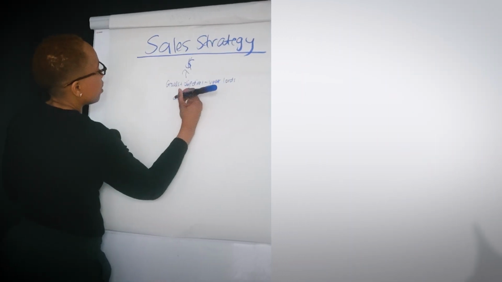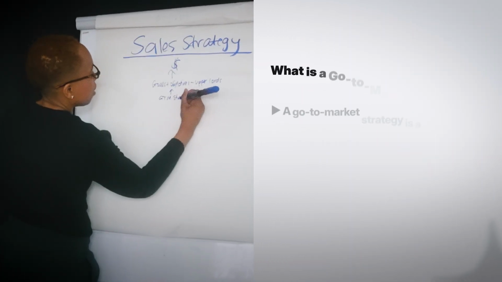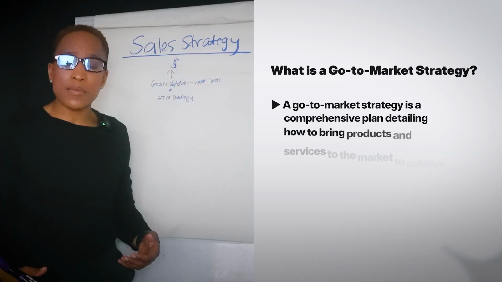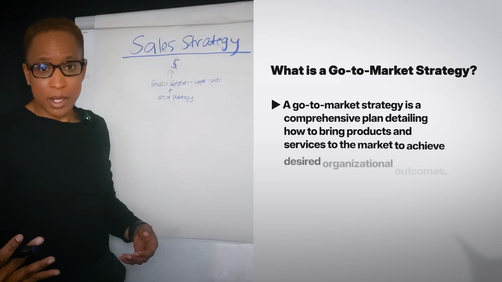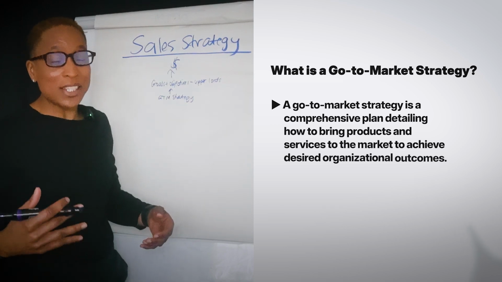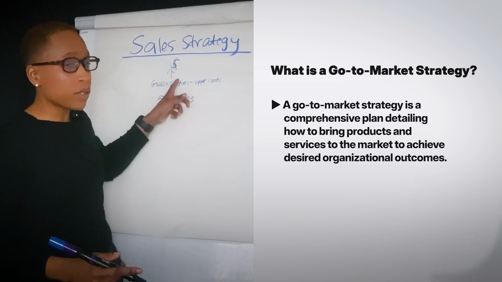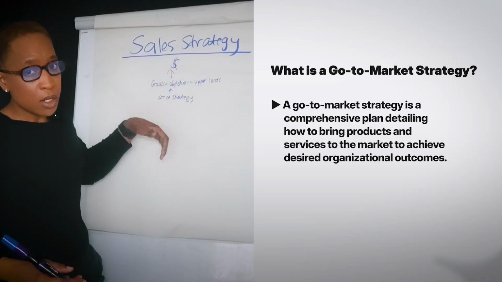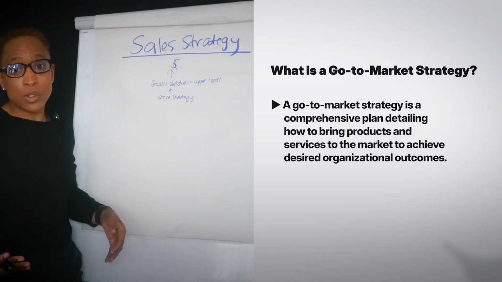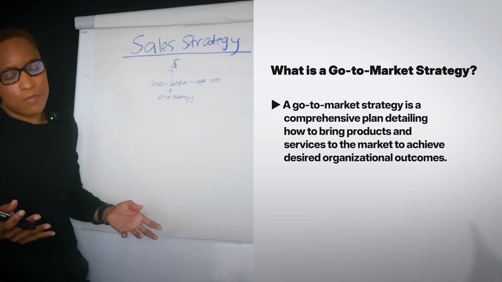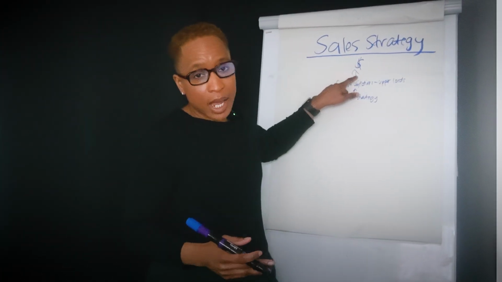So the go-to-market strategy then becomes your comprehensive plan for how you are going to bring your products and services to market, to hit the market, so that you can reach your desired outcomes as an organization. The desired outcome from your organization is always going to be to drive revenue, to retain revenue, to create more revenue. There's nothing else. You can try to be very philanthropic and say we just want to help people and be amazing. None of that can happen without revenue.